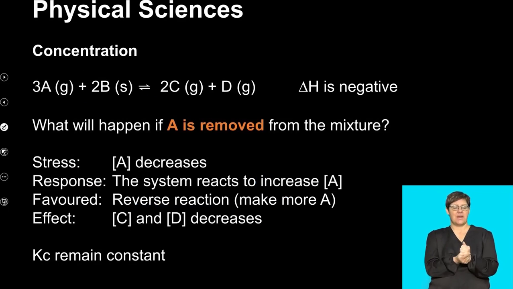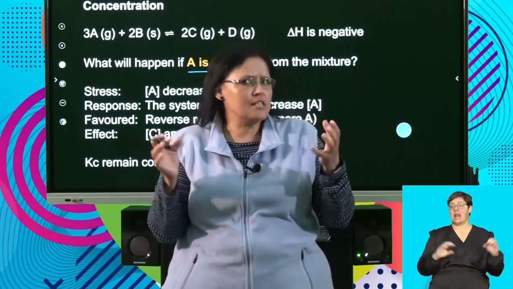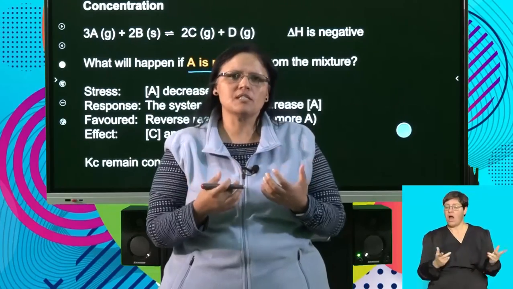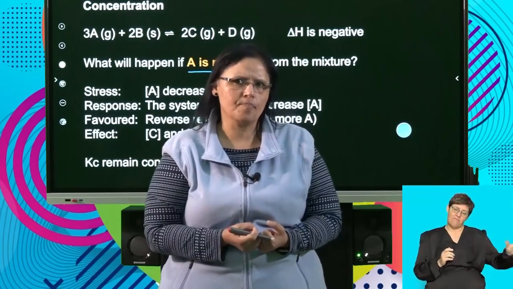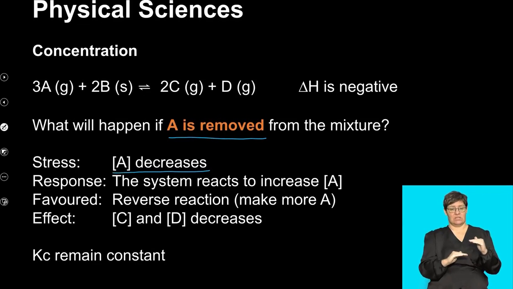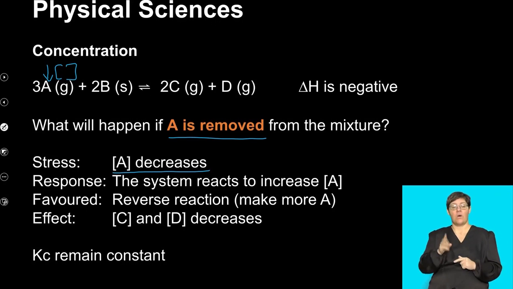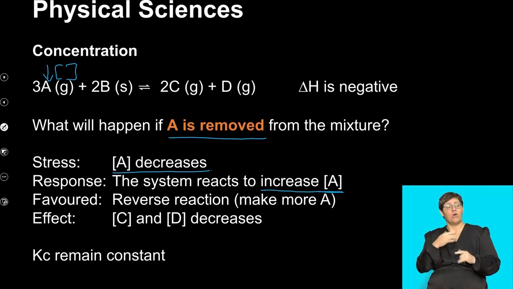What will happen if A is removed? Now, when we use the words A is removed, it doesn't mean that we take A and there's no more A. No, it just means that we take some of A out of the system. So what will happen? Firstly, your stress is a decrease in the concentration of A. That means the system, to reinstate the equilibrium, will have to make more A. The system will react and try to increase it.